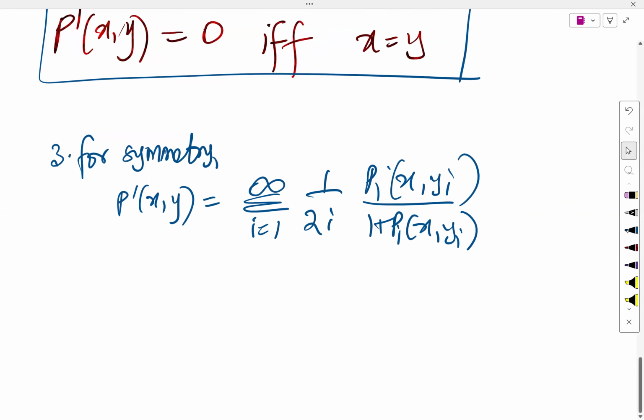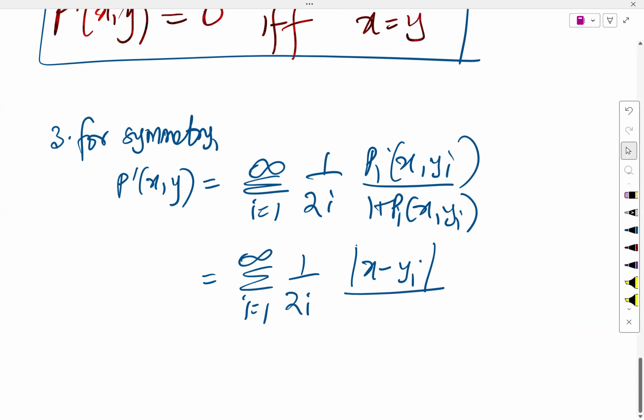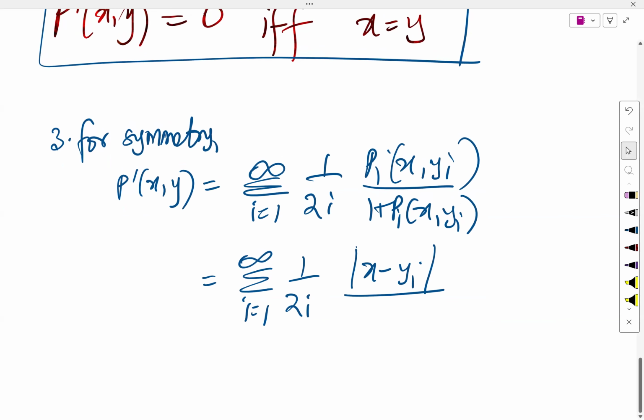So that's the same thing as the summation from i equals 1 to infinity of 1 over 2^i. p_i is like the absolute value of x minus y_i all over 1 plus p_i.